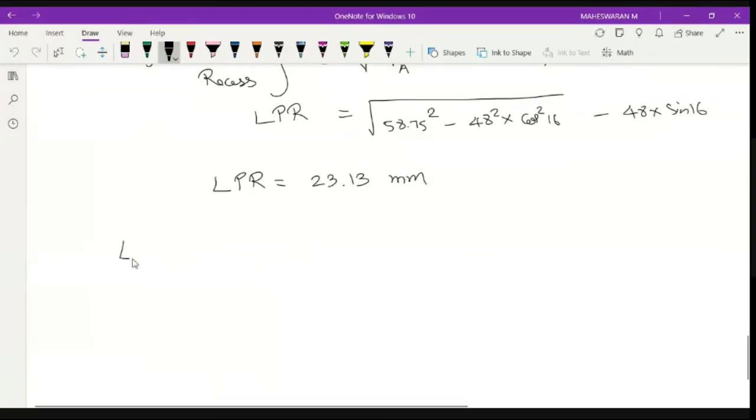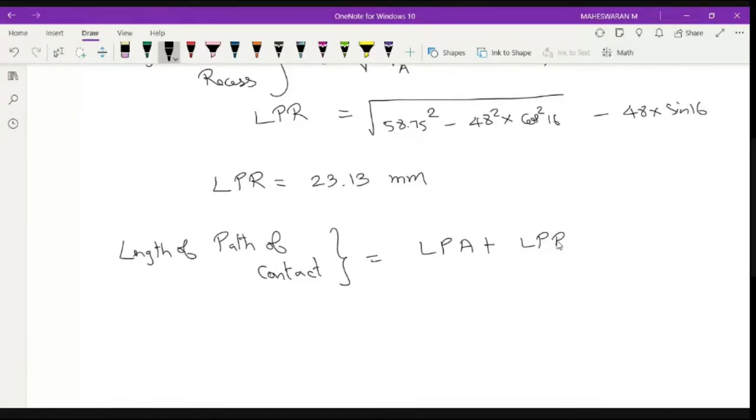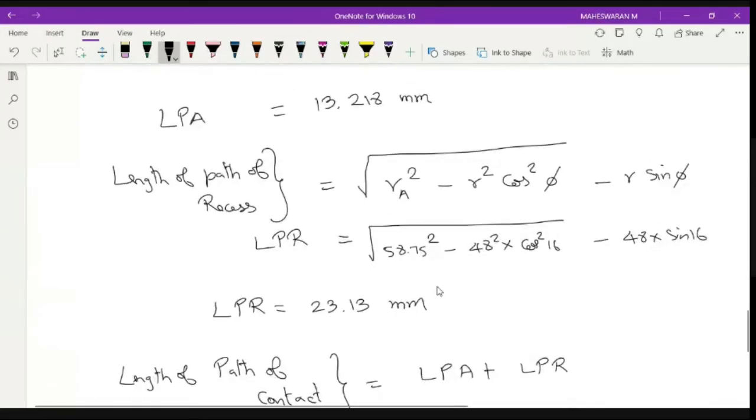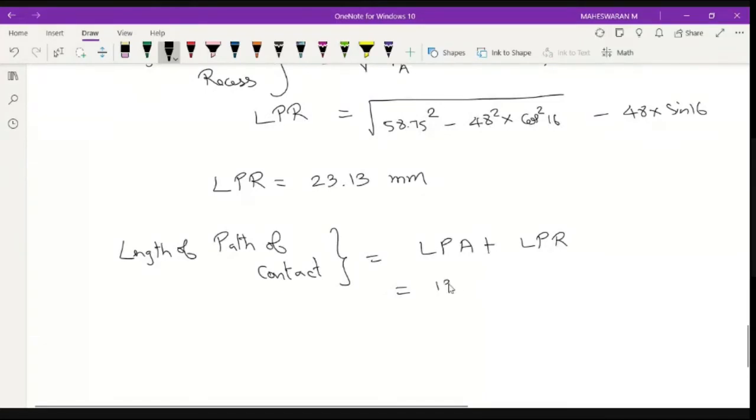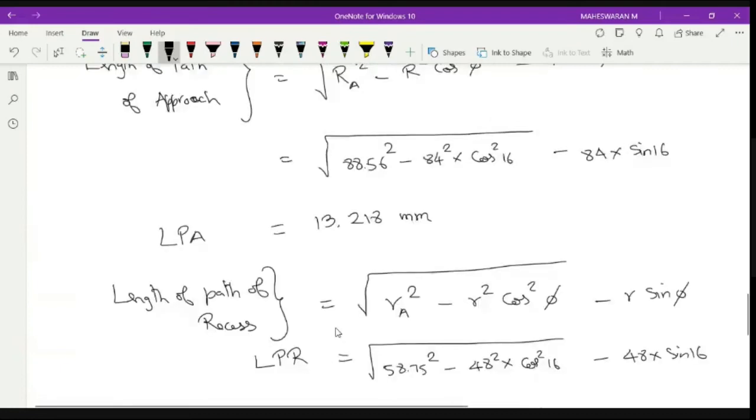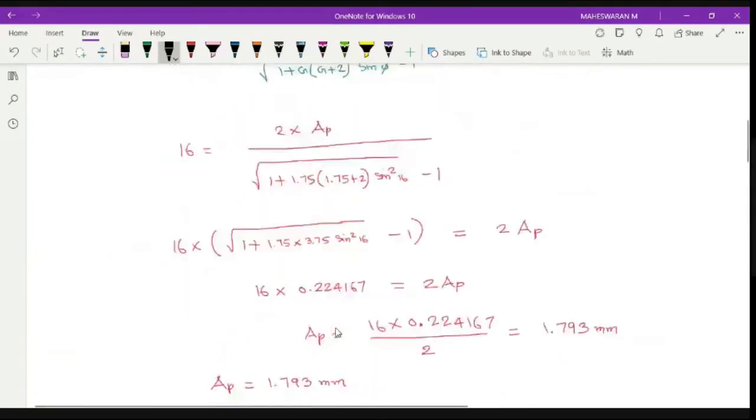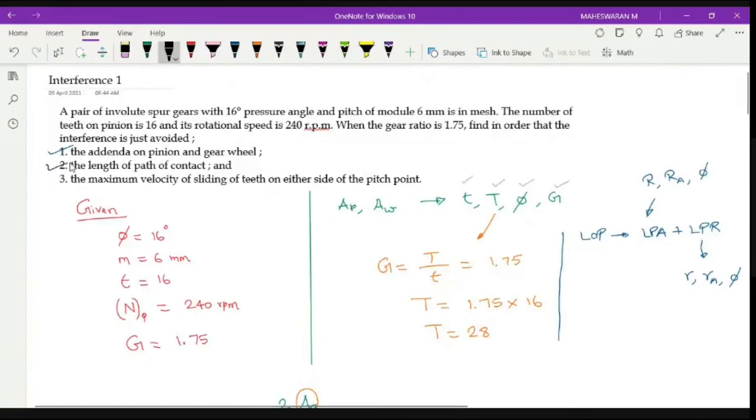Now we'll proceed with length of path of contact. Length of path of contact is the addition of these two. So LPA plus LPR, which is equal to 13.218 plus 23.13. So the total value is around 36.348 mm. So this is the length of path of contact. Okay, so we identified the second point also.